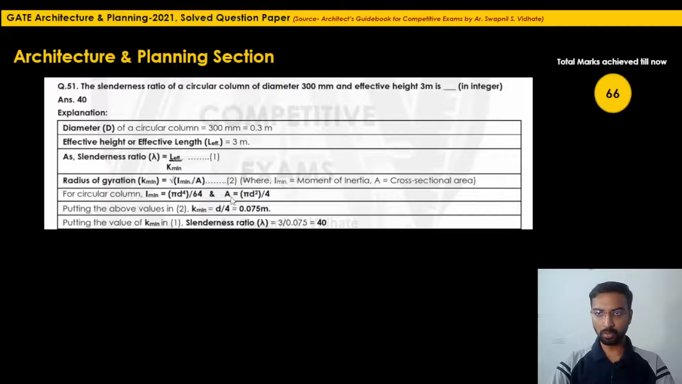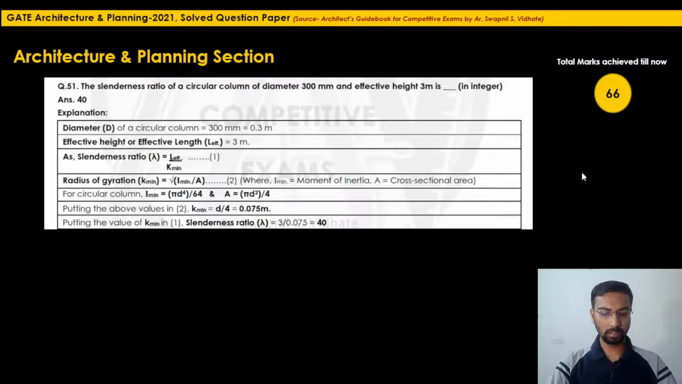It is a 2 marks question. So here we got 2 marks. So till now we have achieved 66 marks. If you know the formula for the slenderness ratio, and you remember the shape of the column, because the formula to identify the radius of gyration will be different for different sections. For a circular column, it is pi d raised to 4 divided by 64. You can just Google and get an illustration of the radius of gyration for different sections. So just by putting this value, you have the final answer. So the final answer is 40, and total marks we have achieved is 66.